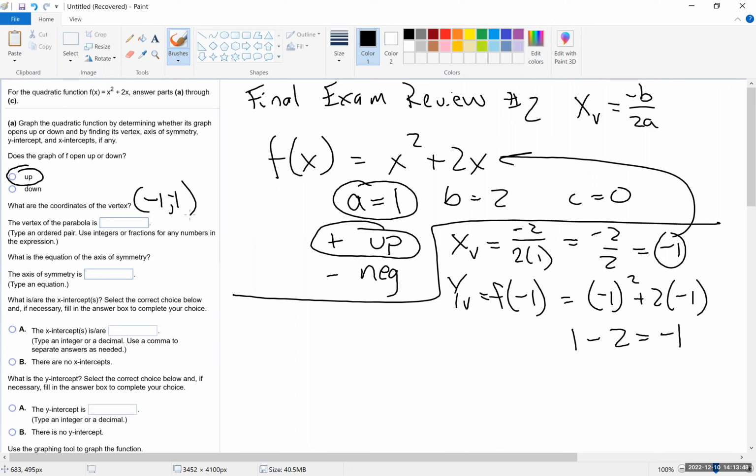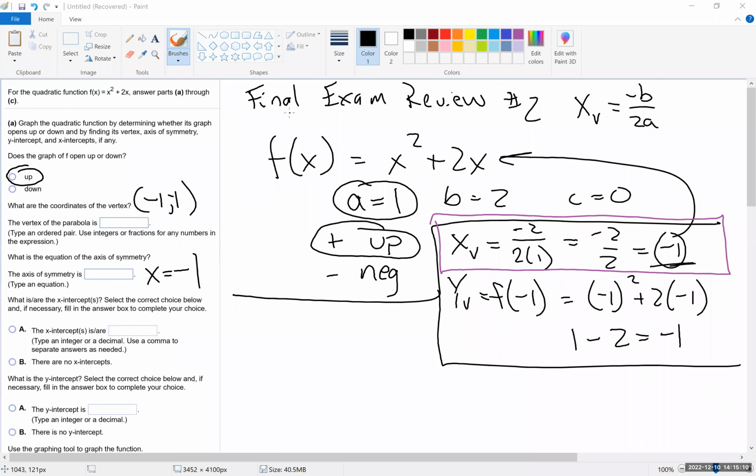The axis of symmetry. Your axis of symmetry is always x equals the x value of the vertex, so don't forget the x equals. It's x equals negative 1. All right, we're going to pause here just to see if there are questions, comments, concerns.